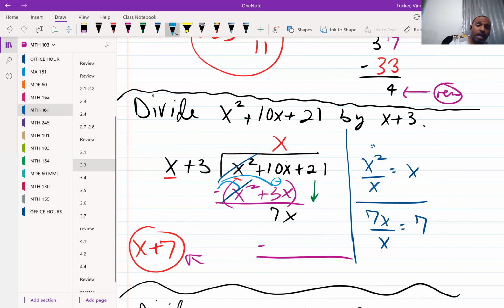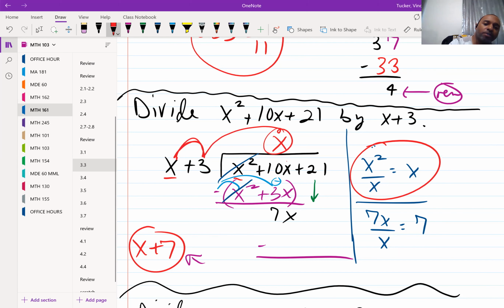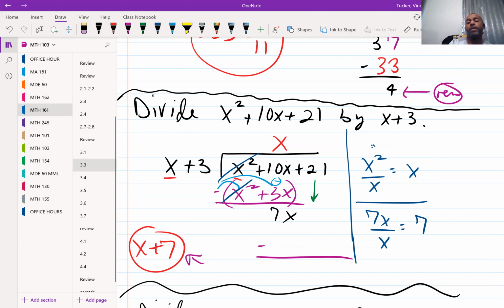So make sure we're okay with what happened. We compared the first terms in each. We had x and x squared. And we said, what times x will give me x squared? And it was x. So that's the first part of our answer. We take that and multiply it to each term out here. And it gave me what was down there in the purple, x squared plus 3x. Now you subtract. The x squared is canceled. 10x minus 3x is 7x. Just like when we did a long division process with just numbers, the next move is to bring down the next term. So bring down plus 21.